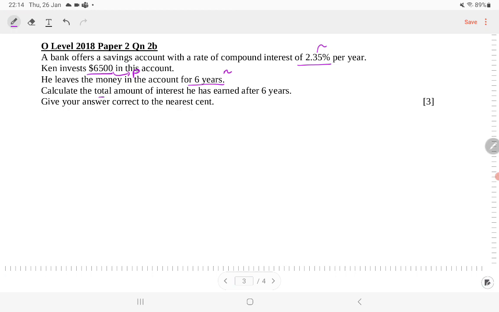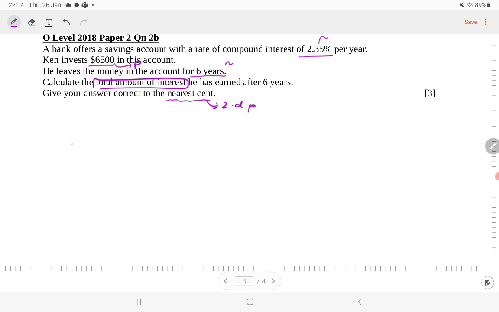So they want total amount of interest. Don't get confused. See, they are very tricky. They like to use the word total amount, but they want the total amount of interest. You understand now? So don't get tricked by this. Okay, and then they want it to be nearest cent. So my answer must be in 2 dp. Okay, so you make sense of the question already.